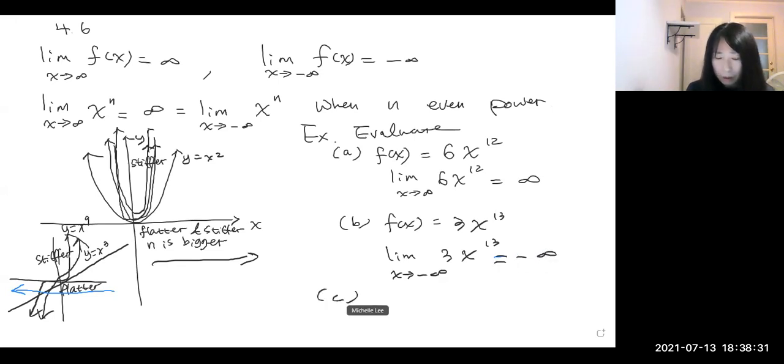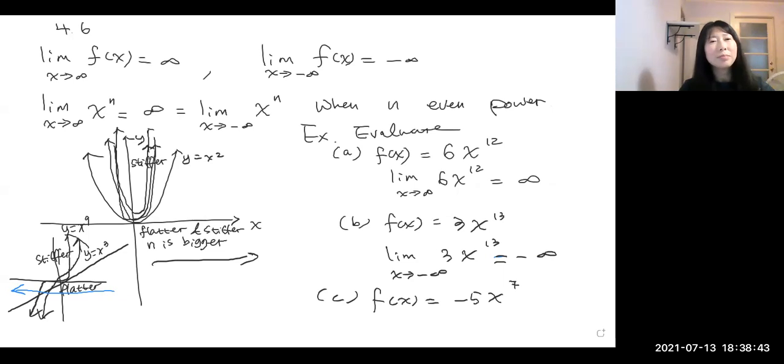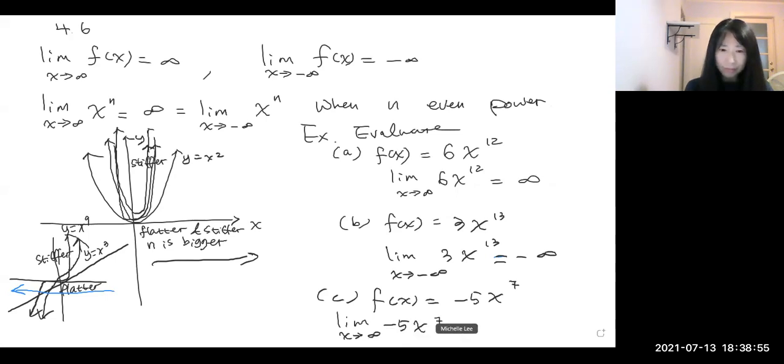Okay, how about this one? Negative 5x to the 7th power. So how do we do this one? We take the limit. What do you want? Positive? Now it's positive infinity.